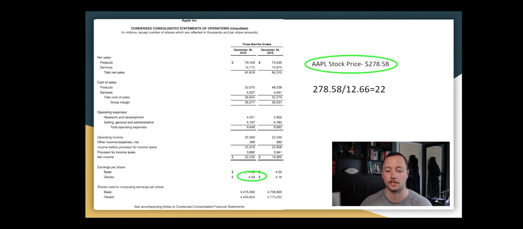Now, I pulled this information from the same sheet as the last ratio. It's located at the bottom. You can see earnings per share, basic and diluted. Now, the only difference here is basic means all of the shares that are actively traded in the market, and diluted includes the shares that are given to executives that can be exercised at a later date.